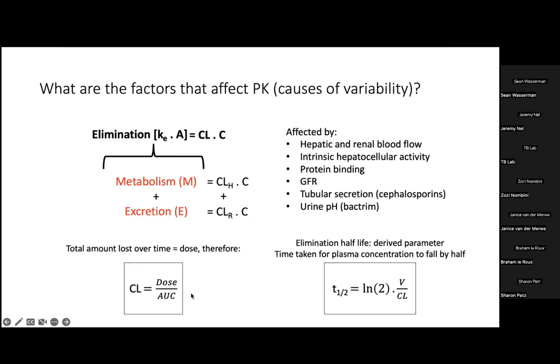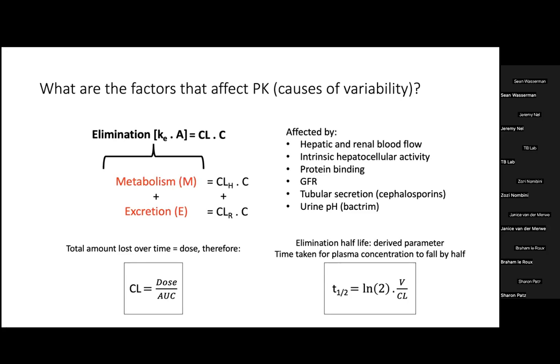Another way of looking at it is that if we think of the total amount of drug that's lost over time as the dose, because you can't lose more drug than you've put in over an infinite amount of time. It has to be the dose that's lost. Then clearance must be the dose over the total exposure over that time period, which is the AUC.